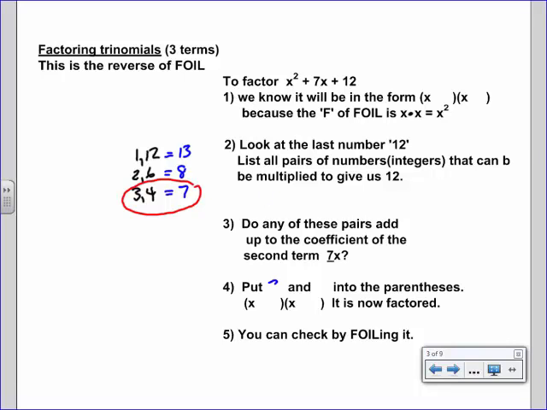So we put the 3, in this case again, they're both positive, and you are done. That is the factored form. And you could go back if you wanted to and check it by foiling as we did in the last example. This is the factored form of x squared plus 7x plus 12.